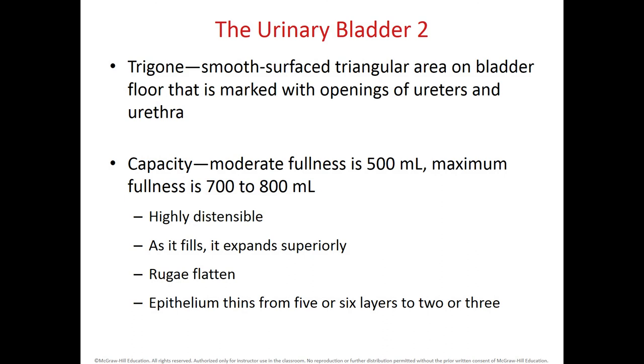At the entry of the ureters into the urinary bladder, inside we have a smooth portion of the mucosa, which is called the trigone. The trigone is the part of the urinary bladder where you have the entry of the ureters and the opening for the urethra. The urinary bladder can hold up to 800 milliliters of urine, but it has an average of 500 milliliters in the adult. It's highly distensible, and as it fills, it expands superiorly, the rugae flatten, and the epithelium thins from 5 or 6 layers to 2 or 3.